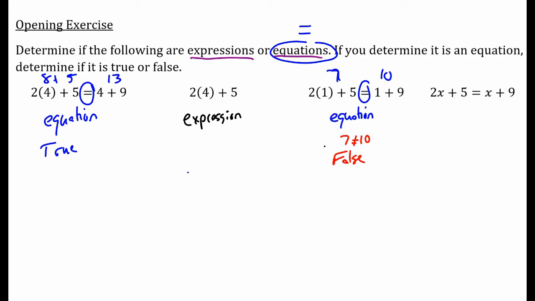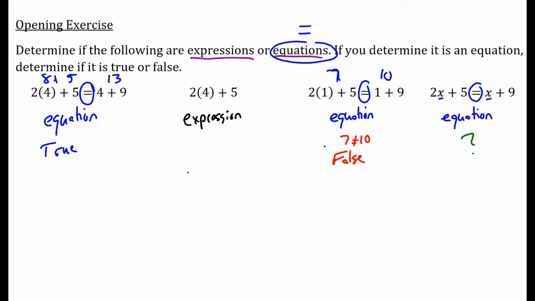This last one says 2x plus 5 equals x plus 9. Well, I see an equal to, so it's definitely an equation. But how do I know if it's true or false? I've got this variable x in there. I have no idea what x is. X could be a number. X could be anything. I have no idea the value, so I don't know if this equation is true or false.